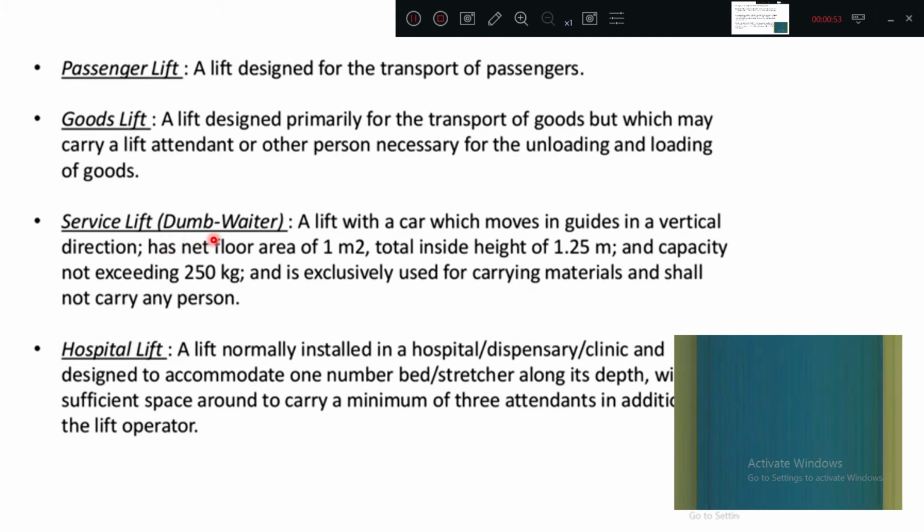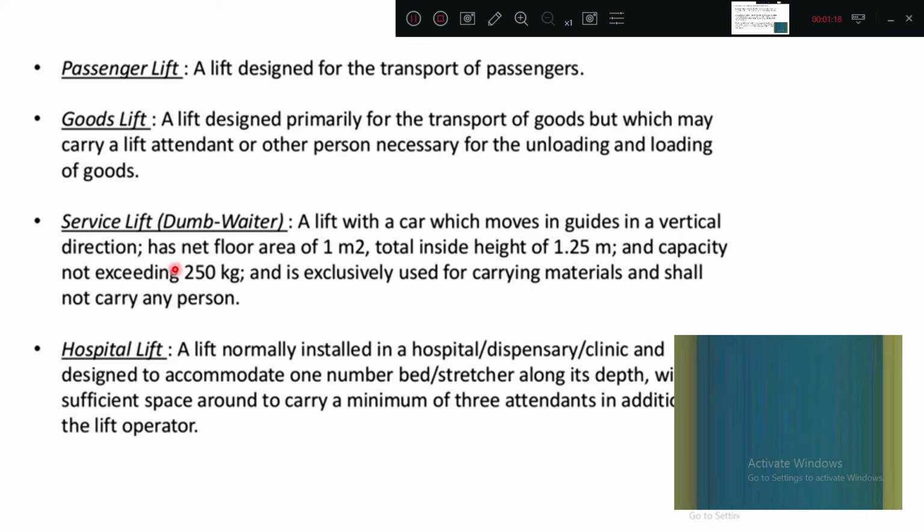Service lift, generally we call it a dumb waiter. It is a lift with a car which moves in guides in a vertical direction, with a net floor area of 1 square meter, which means a very small area. Total inside height is 1.25 meter and capacity is very less, 250 kg, and it is exclusively used to carry materials and shall not carry any person.